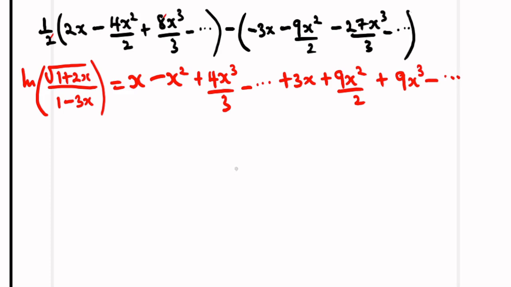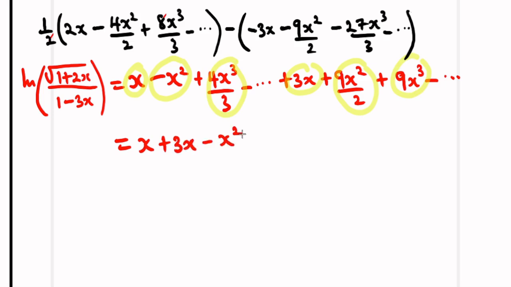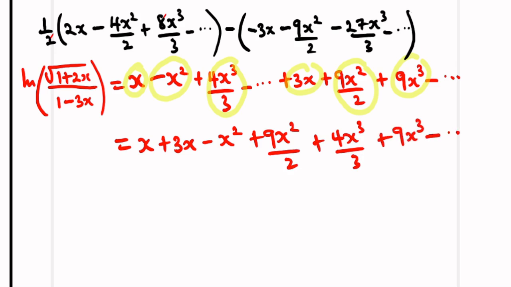Okay, so we're going to be collecting like terms here. So now let's collect like terms. We can see this and 3x, these are like terms. And then we have minus x squared, we have this, and we have this. So bringing them together, that leaves us with x plus 3x minus x squared plus 9x squared over 2 plus 4x cubed over 3 plus 9x cubed. Then we have minus dot dot dot.